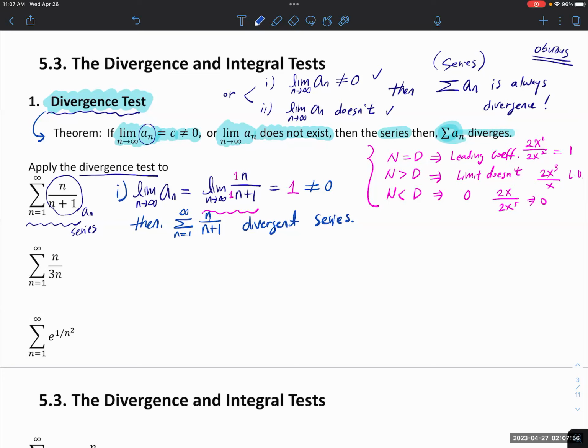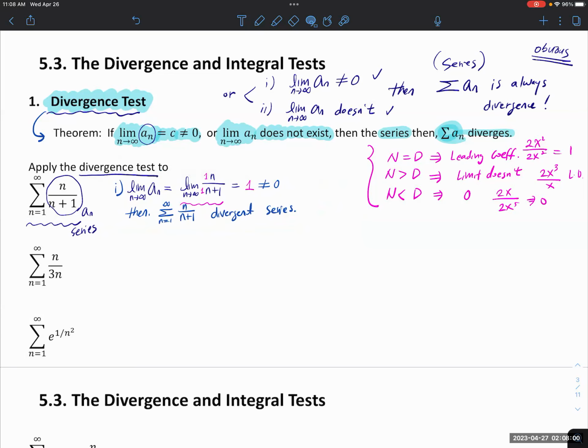Does it make sense? So that's how you are utilizing this divergence test. Does it make sense? So you don't need to think, oh my God, how do I know if this is a divergent or convergent series? One method you could try is the divergence test. Just check the condition of the limit. Okay, so likewise, let's take a look at the second one.